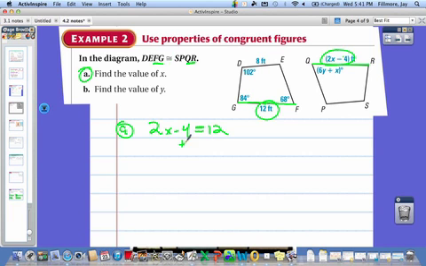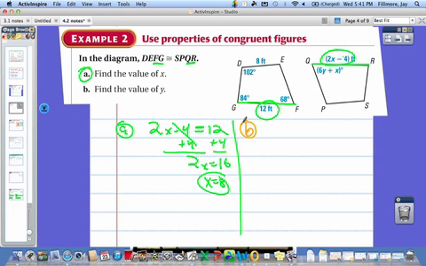If I solve for x, I'll add 4 to both sides. So 2x equals 16. Divide both sides by 2, and x is 8. So x equals 8. Finished with that part. I'll do the same thing to solve for y. I only have one expression here that has y in it, and that's 6y plus x. I know what x is. It's 8. So this is really 6y plus 8.